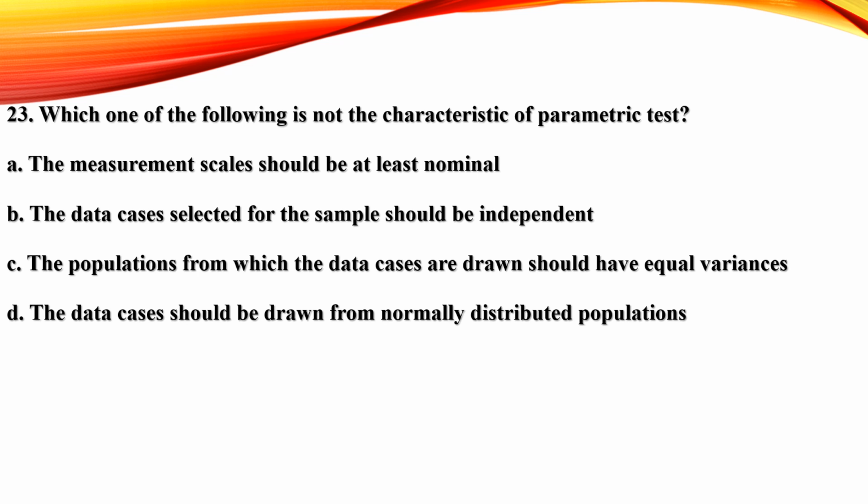Question number 23. Which one of the following is not a characteristic of parametric tests? A. The measurement scale should be at least nominal. B. The data cases selected for the sample should be independent. C. The population from which the data cases are drawn should have equal variance. D. The data cases should be drawn from a normally distributed population. Here you try to select the choice which is not associated with characteristics of parametric tests.